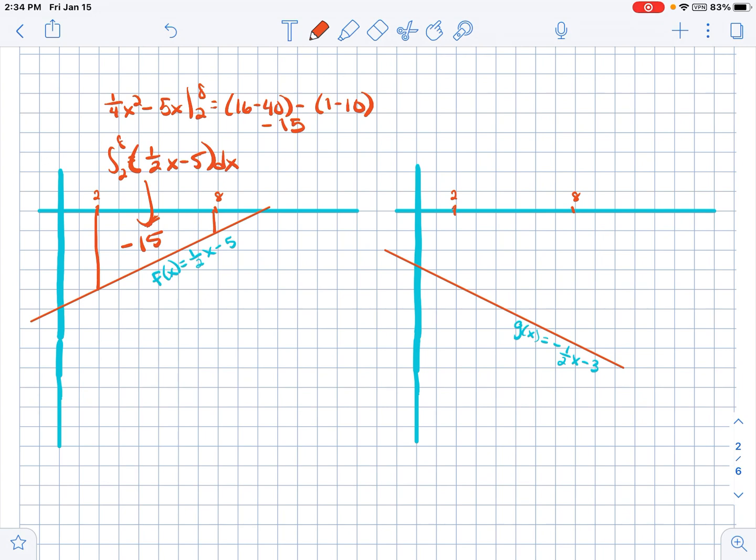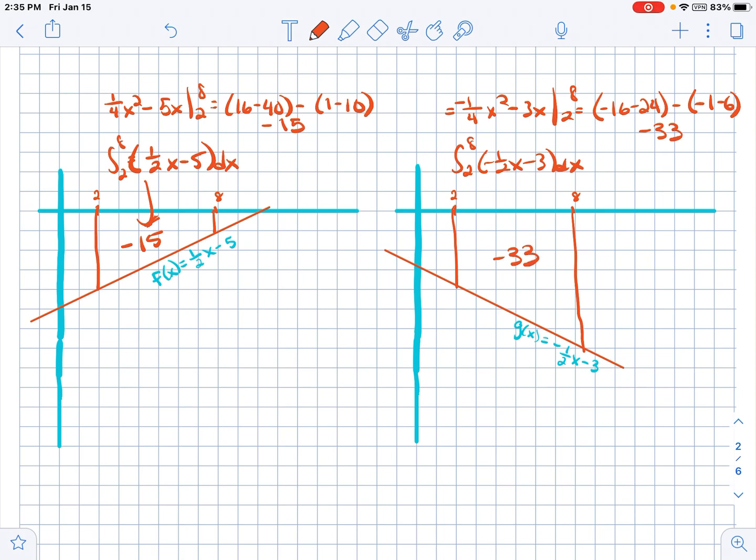Now if I find the area here, I'm going to do the fundamental theorem of calculus backward, going up with my work instead of down with my work. So I have the integral of negative 1/2 x minus 3 dx. If I use the fundamental theorem, I've got negative 1/4 x squared minus 3x from 2 to 8, which is negative 16 minus 24 minus negative 1 minus 6. So I end up with negative 40 plus 7, negative 33.